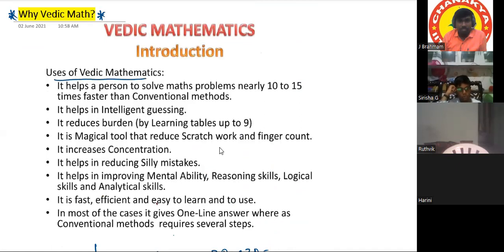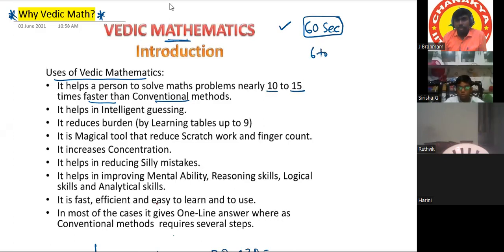Uses of Vedic maths. It helps a person to solve maths problems nearly 10 to 15 times faster than the conventional methods, which means the methods we are already using in our academics. Suppose you take 60 seconds for one question using the conventional method, the same question using Vedic math techniques can be solved in 5 to 6 seconds. So 10 to 15 times faster. This is why Vedic maths is more popular.